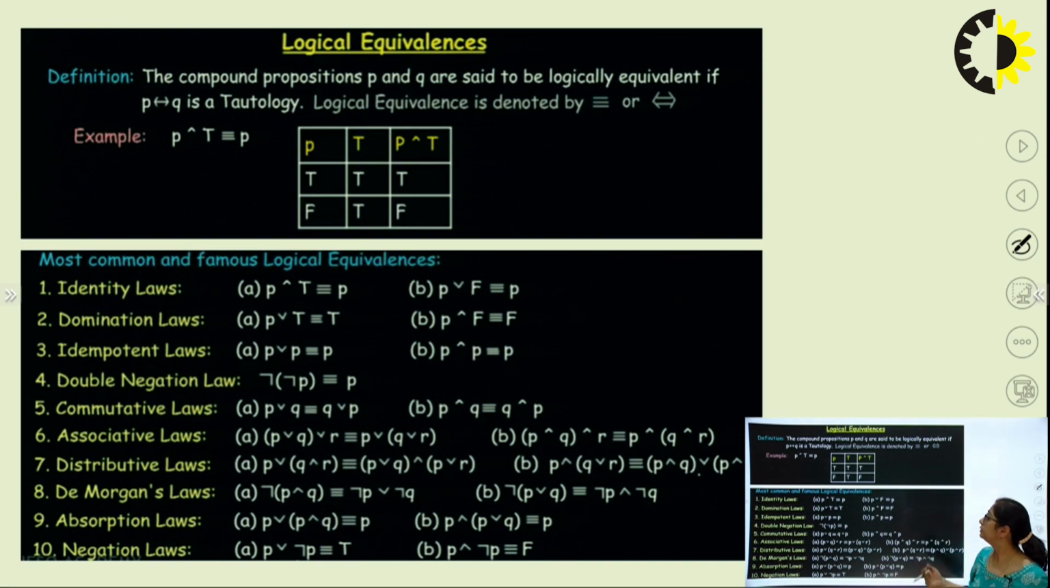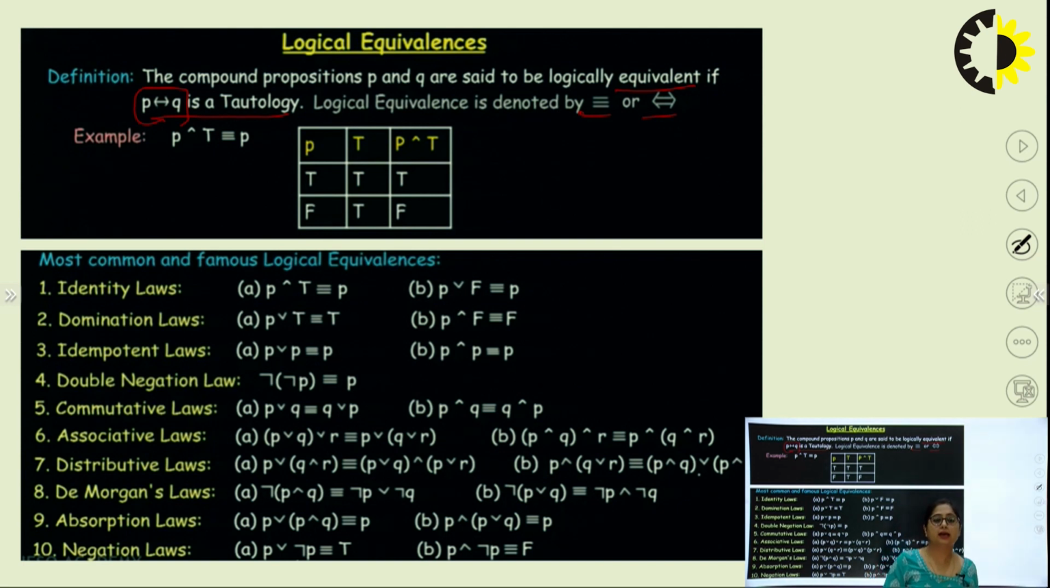So let's discuss logical equivalence. Compound propositions P and Q are said to be logically equivalent if P biconditional Q is a tautology. Logical equivalence is denoted by either this symbol or this symbol. So for logical equivalence, you have to check that P biconditional Q is a tautology. If it is a tautology, then we can say that this is a logical equivalence.